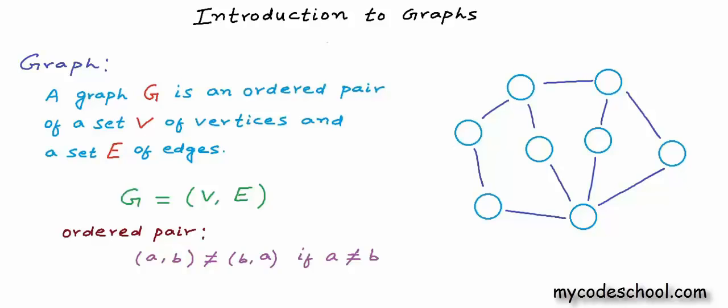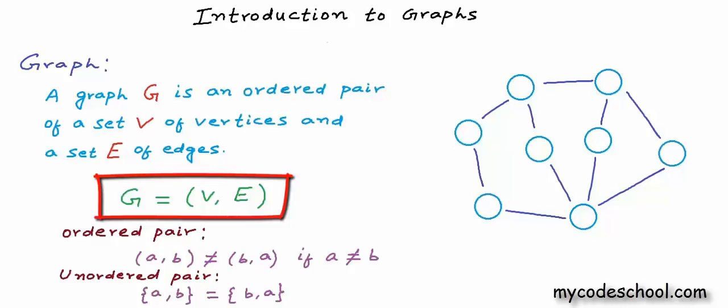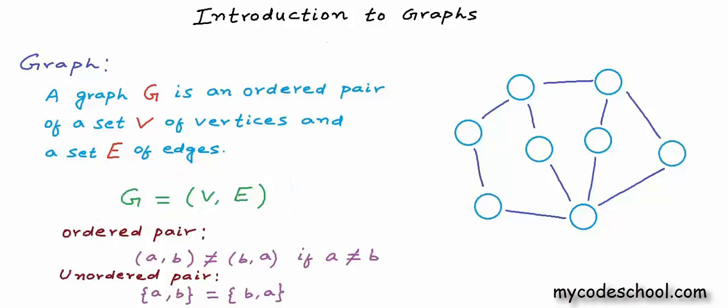We also have the concept of an unordered pair. An unordered pair is simply a set of two elements. Order is not important here. We write an unordered pair using curly brackets or braces. Because the order is not important here, unordered pair {A, B} is equal to {B, A}. It doesn't matter which object is first and which object is second. Okay, coming back. So a graph is an ordered pair of a set of vertices and a set of edges, and G = (V, E) is a formal mathematical notation that we use to define a graph.